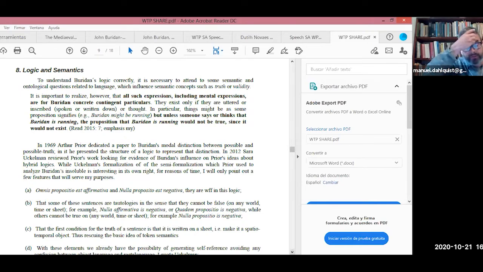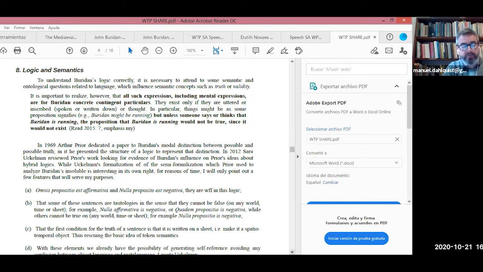Arthur Prior dedicated a paper to Buridan's modal distinction between possible and possibly true, and Sara Uckelman's formalization of the semi-formalization which Prior used to analyze Buridan's insoluble is interesting in its own right. For reasons of time, I will only point out a few features that will serve my purpose.